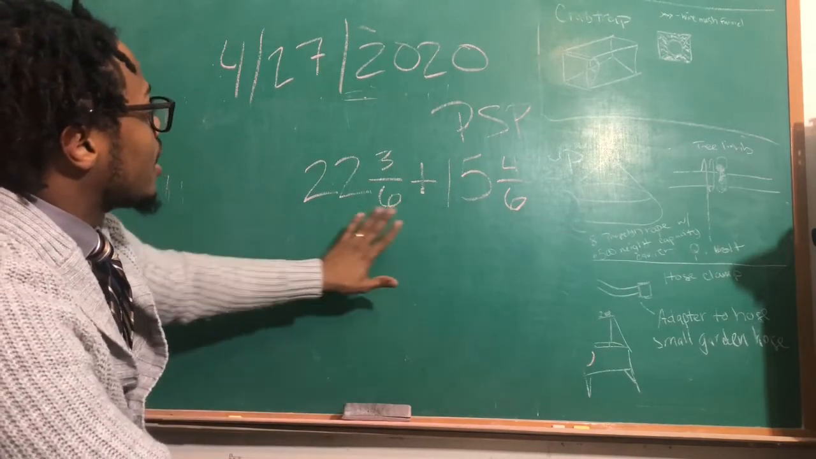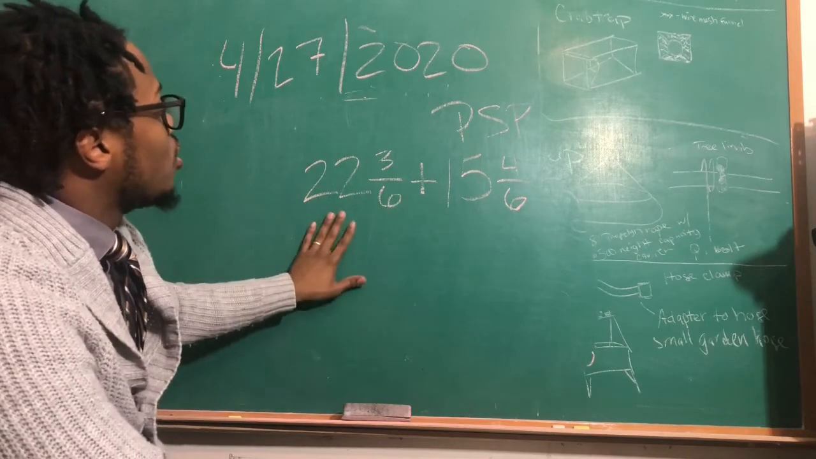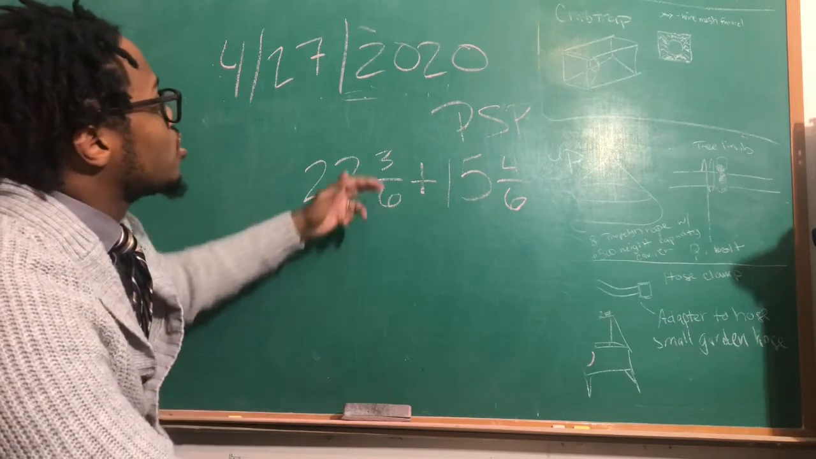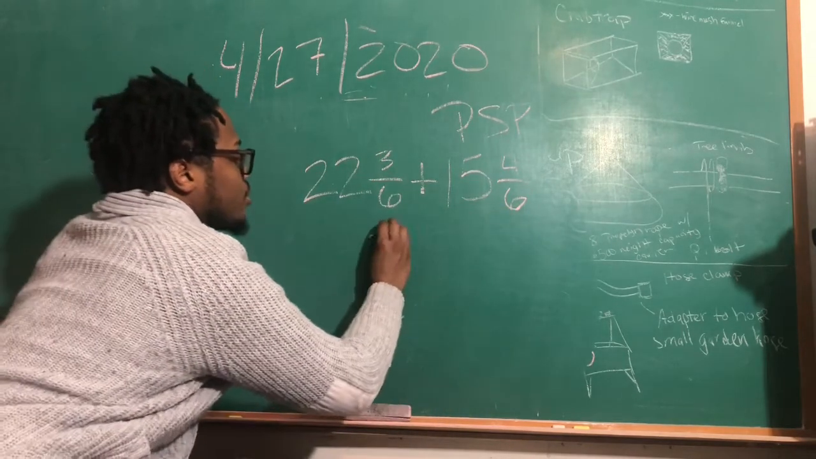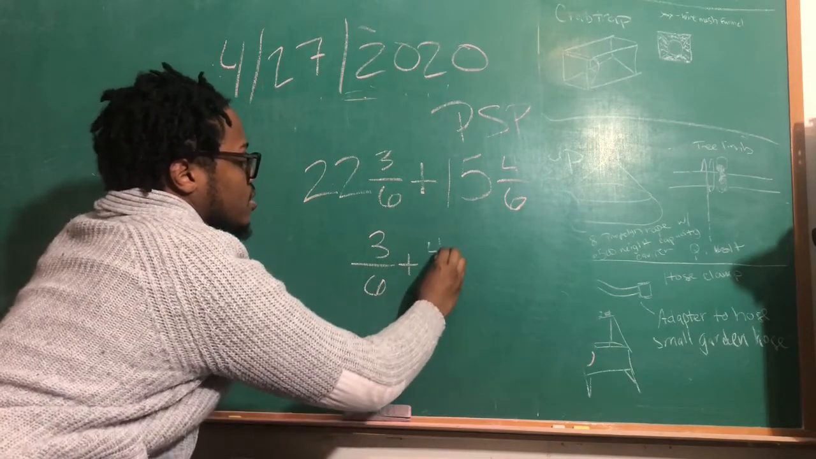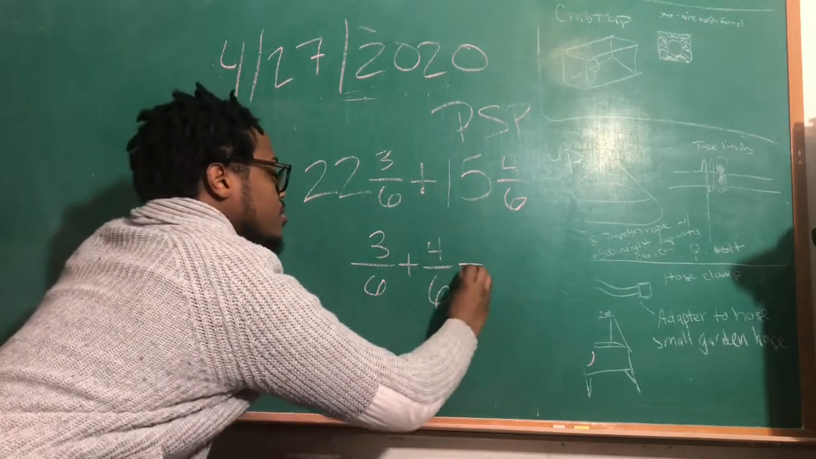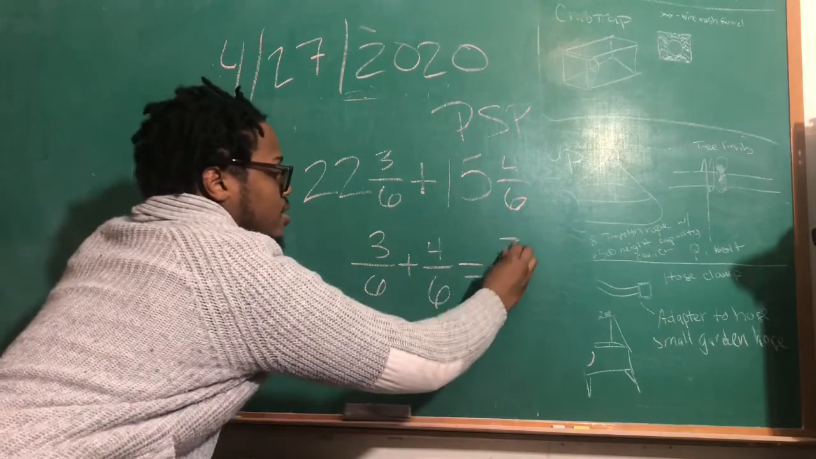So what I would look at is this here. I would look at adding not my whole numbers first, but I would actually look at adding my fractions first. So if I had to add 3/6 and 4/6, that's pretty simple to do, right? 3/6 plus 4/6. When I see 3/6 and 4/6, that allows me to just add them. I have 3 plus 4 is 7/6.